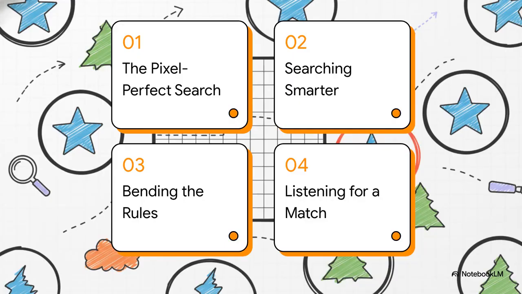So here's our game plan. We're going to start with the most basic, straightforward approach you can imagine. Then we'll get clever and learn some tricks to make things way faster. After that, we'll tackle what happens when things aren't a perfect match. And finally, we'll see how all of this applies to the world of sound.